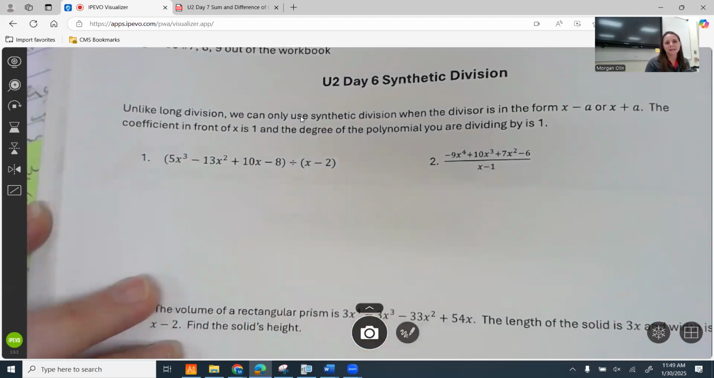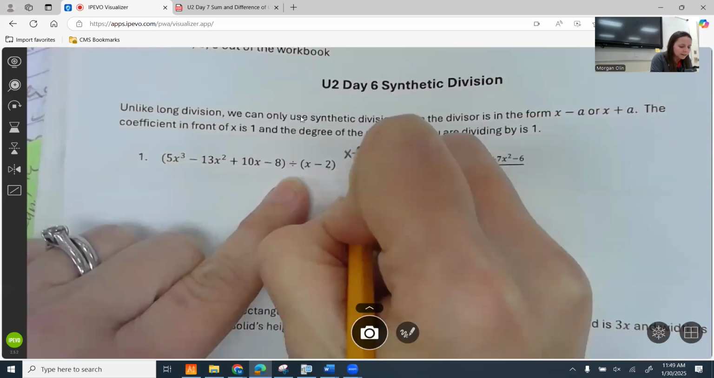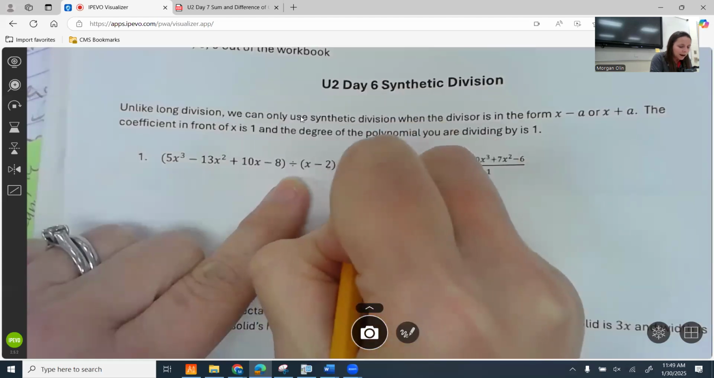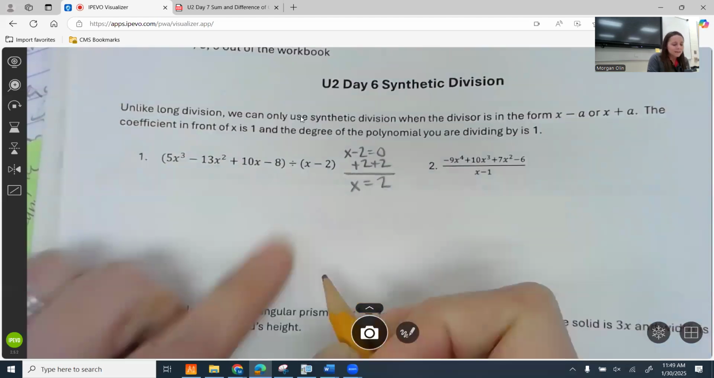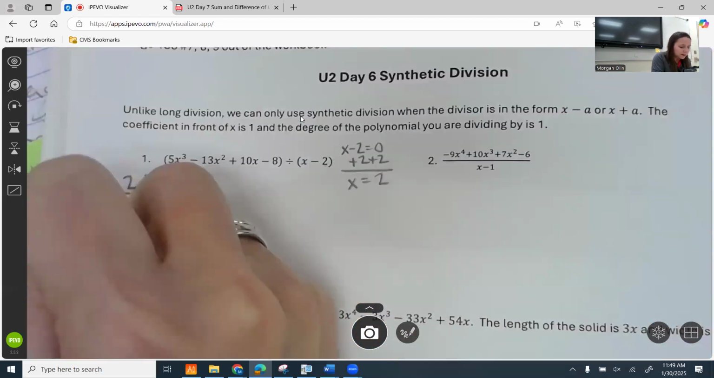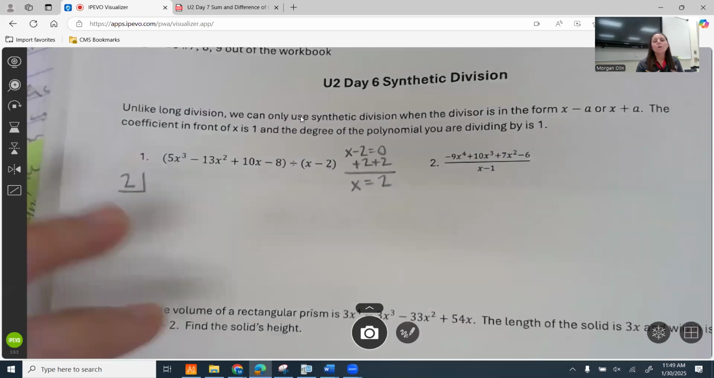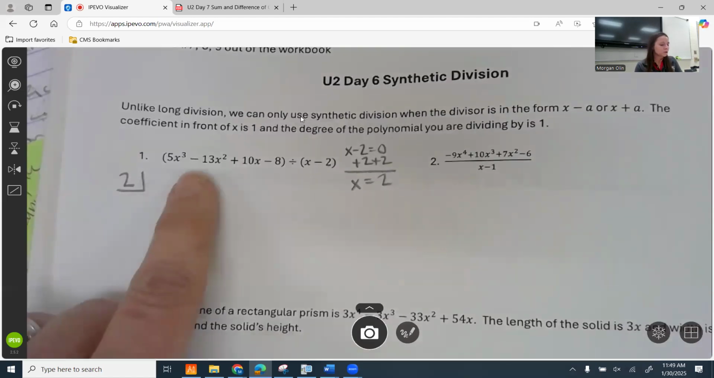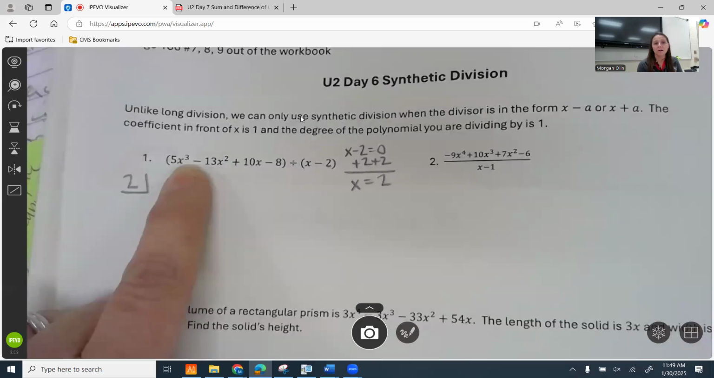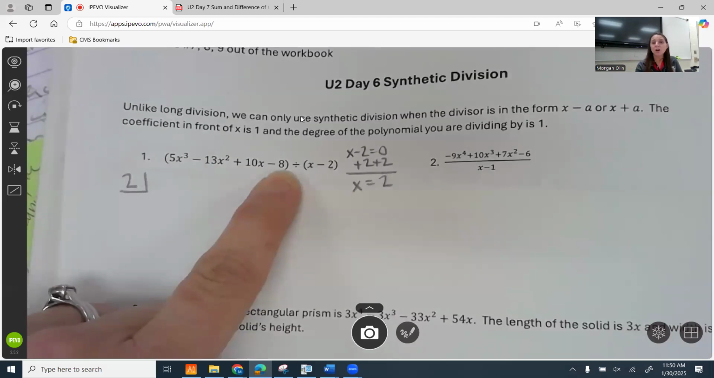Now, here's the first step. You want to take what you're dividing by, x minus 2, and set it equal to 0, and solve. You want to add 2. So I get 2. This is the number you're going to put in a box. Now, what was one of the first steps of long division? If you said check your exponents, you're correct. You need to do the same thing here. So if I start with x to the third, I need to see x squared, I need to see x, and then I need to see a constant. And so I'm good here.